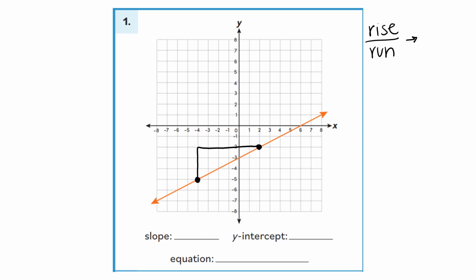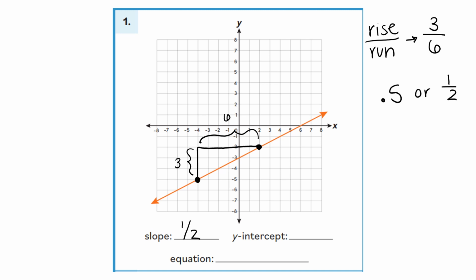So my rise value going from -5 to -2 on my y-axis is going to put my value at 3. And going from -4 to +2 on my x-axis would give me a value of 6. And so my rise is 3, my run is 6, and I divide. 3 divided by 6 is 0.5, or you could also say 1/2. Either answer is correct.